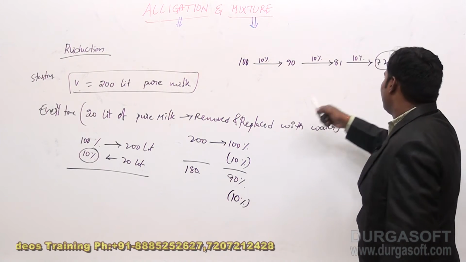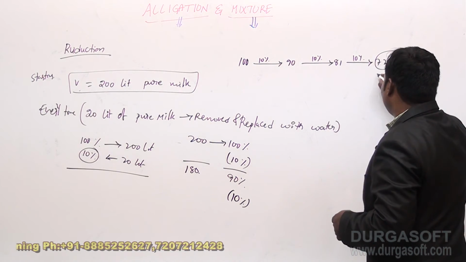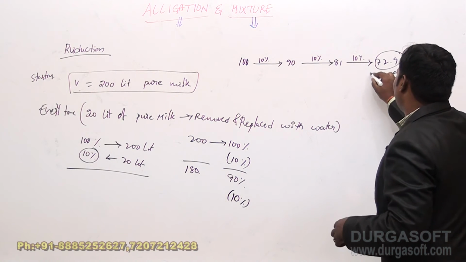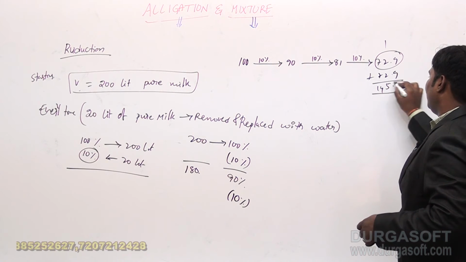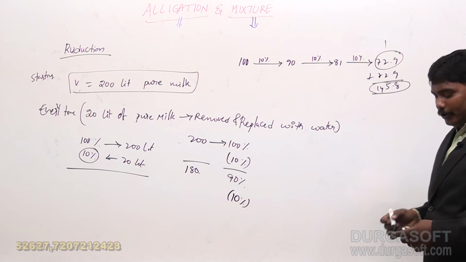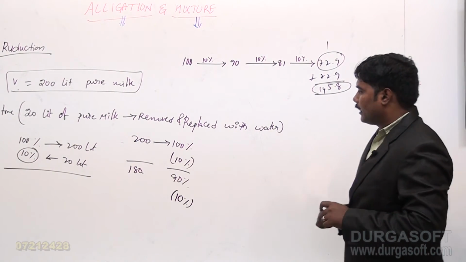For 200 it is 72.9 plus 72.9, you can get 145.8. You can get the answer directly by this way. Okay, look at here again.